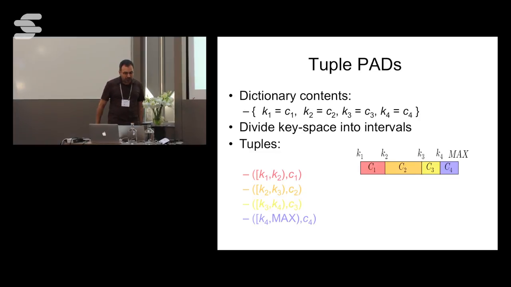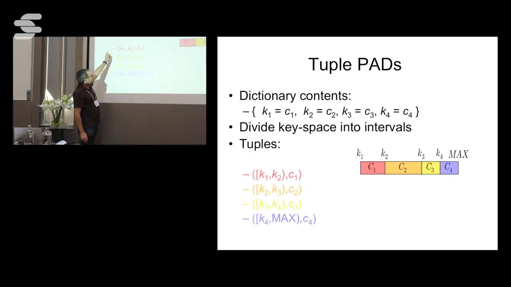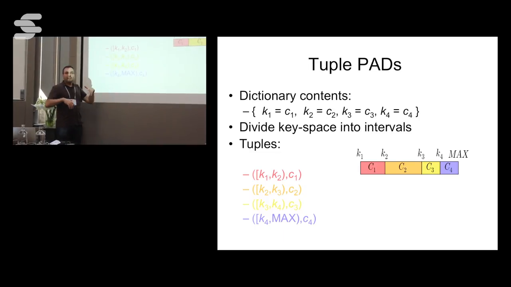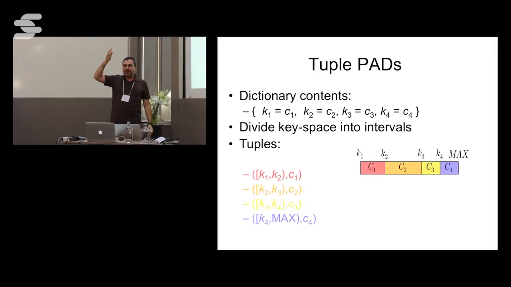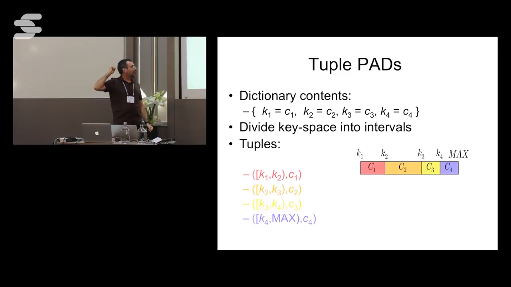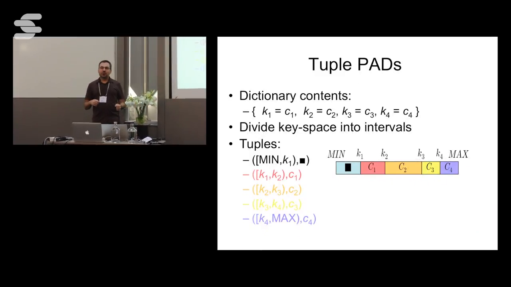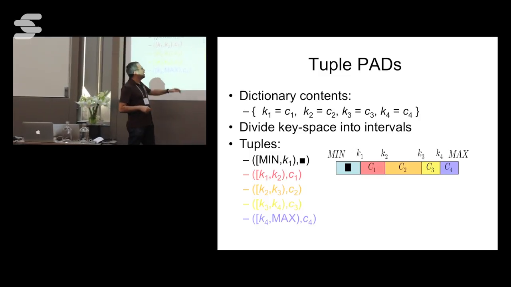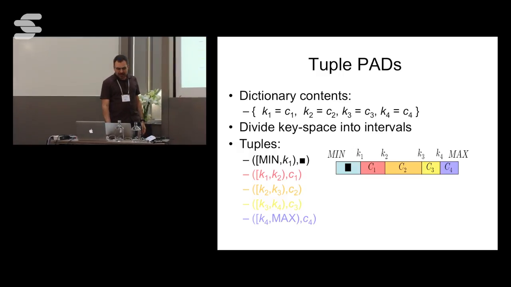That's fun. So let's put a bunch of them in. Now I can have a series of these signed statements. Each statement tells you that the value for K3 is C3, and there is no other key until you get to K4, etc. Of course, I also need to have a minimum. If I'm doing a query for something that's less than K1, I need to have some statement about the world before my first key. Again, not a big deal.